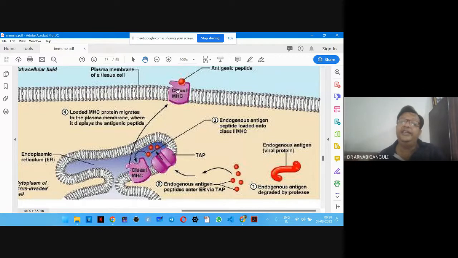Now your T cells will recognize these class 1. TC cells will recognize these class 1 antigens and kill this cell, because this is a virus infected cell. Virus infected cell will, what will it do? It will propagate the virus more and more. This will die, but it will save the others around it.